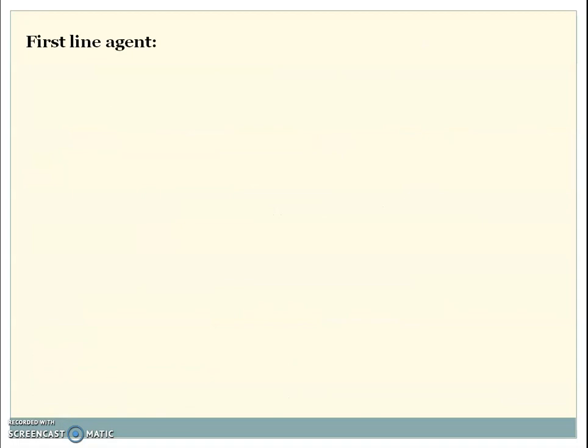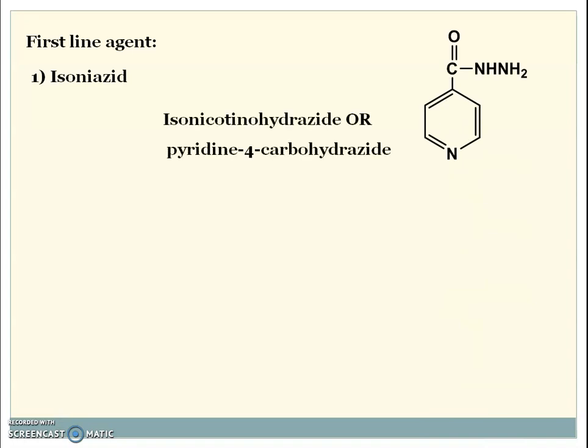So first we'll go through the first line agents. The first example is isoniazid. This is the structure of isoniazid, having the common name isonicotinic hydrazide, or the IUPAC nomenclature pyridine-4-carbohydrazide. Here the basic ring is pyridine. At the fourth position it has CONH-NH2, that is the carbohydrazide group.